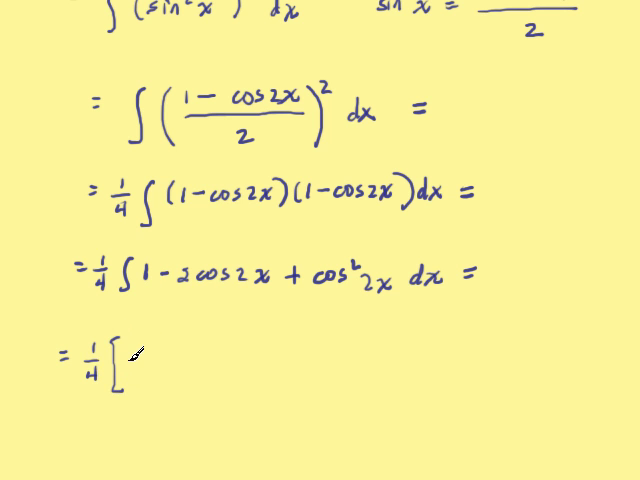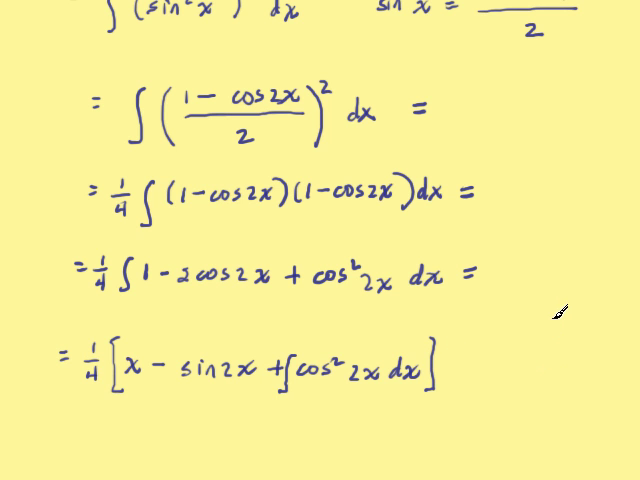The integral of 1 is x. The integral of cos 2x: the derivative of sine 2x is cos 2x times 2, so this is exactly the derivative of sine 2x. Again, the derivative of sine 2x is cos 2x times 2, and that's what we have over here. Plus the integral of cos squared 2x dx. We're going to have to work on this integral next.